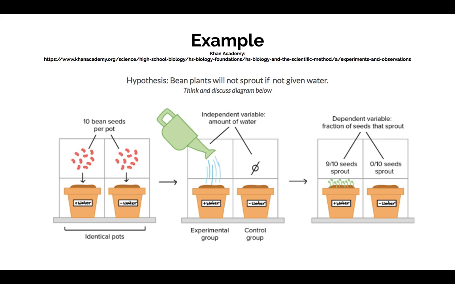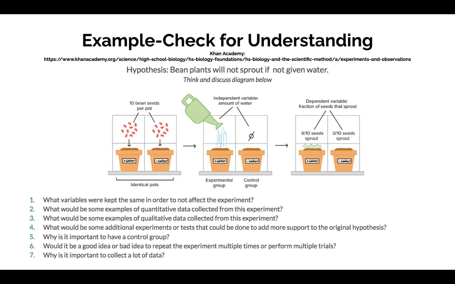Now, here's our first example. The hypothesis is bean plants will not sprout if they are not given water. Pause here, examine this diagram and think to yourself: what is this experiment, what is this diagram showing? Now here's a check for understanding. You can again pause here, and I want you to try to answer these questions by yourself.